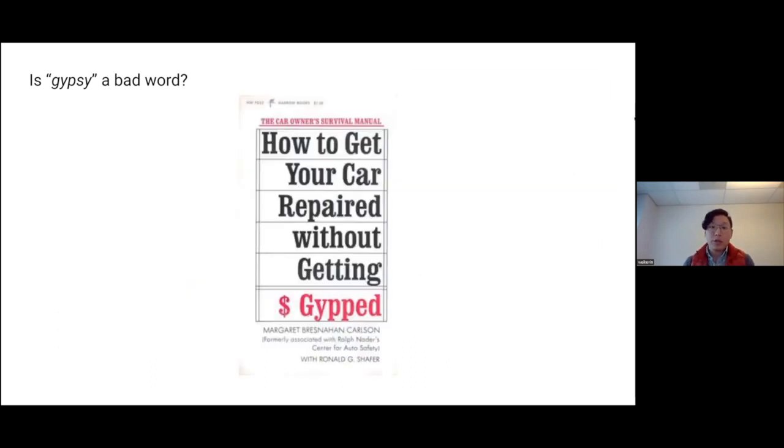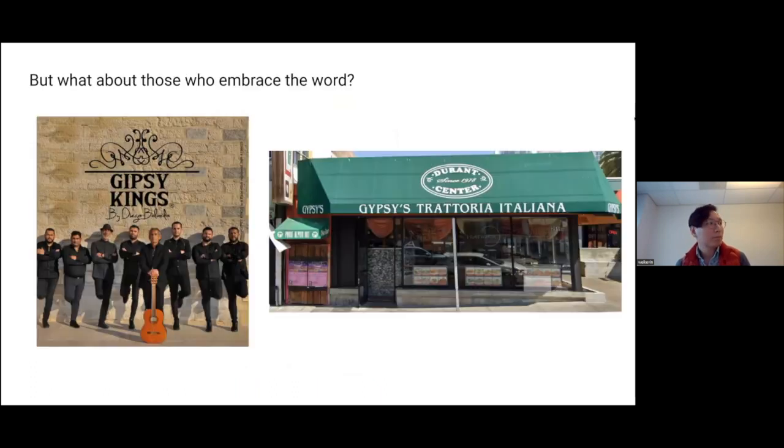Perhaps the best illustration of the stereotypes and negative connotation the word has is how it's used as a verb. And it's very unfortunately exemplified in the title of this book, right? So another common question we hear is, there are a lot of people that do embrace this word, so why is it bad, right? And actually a very common example we get pointed to is this band, the Gypsy Kings.